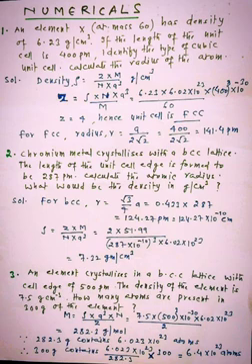Next question. Chromium metal crystallizes with a BCC lattice. The length of the unit cell is found to be 287 picometer. Calculate the atomic radius. What would be the density in gram per centimeter cube? See in the question, here the chromium crystallizes in BCC lattice. So the BCC lattice means the value of Z is equal to 2. As length is given 287 picometer, here we have to calculate the atomic radius and the density of the unit cell.